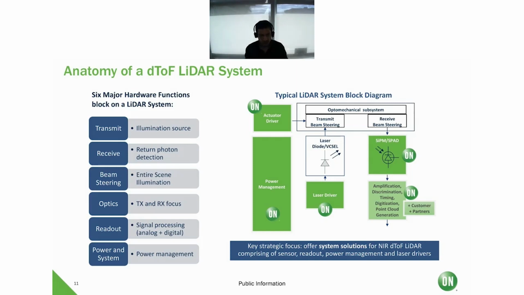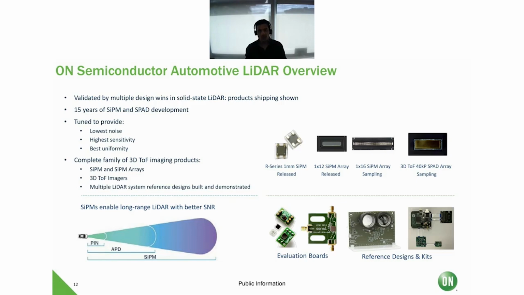In automotive LiDAR, we've been able to be very successful with our near-infrared, red-sensitive silicon photomultiplier detectors and SPAD arrays. We have multiple design wins, and we've really developed this technology since the early days of SensL 15 years ago to provide the lowest noise, highest performance, and best uniformity. And we have a host of evaluation boards and reference designs and kits, one of which will be, or two of which we'll be talking about today.